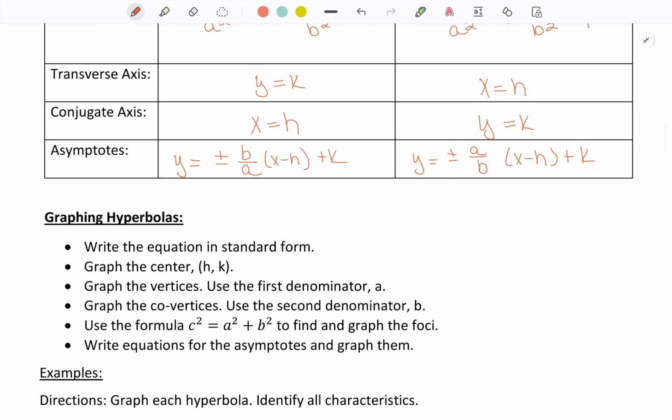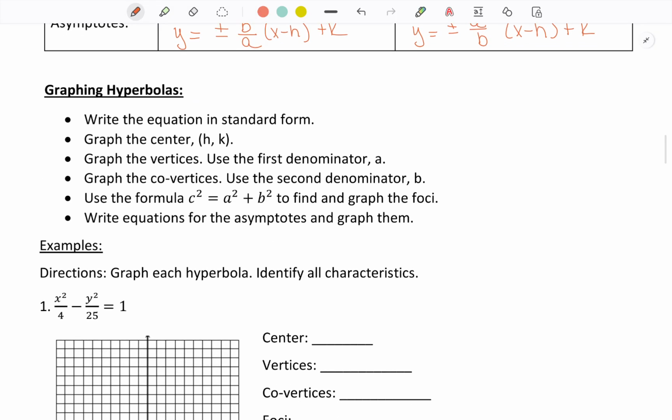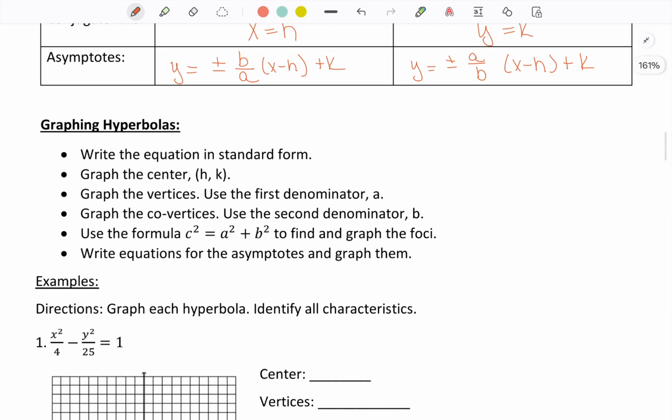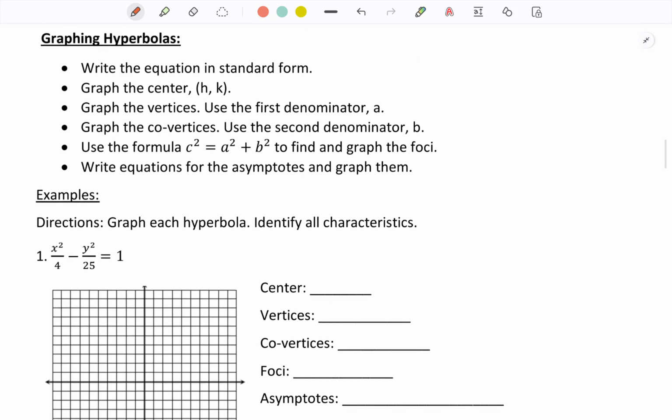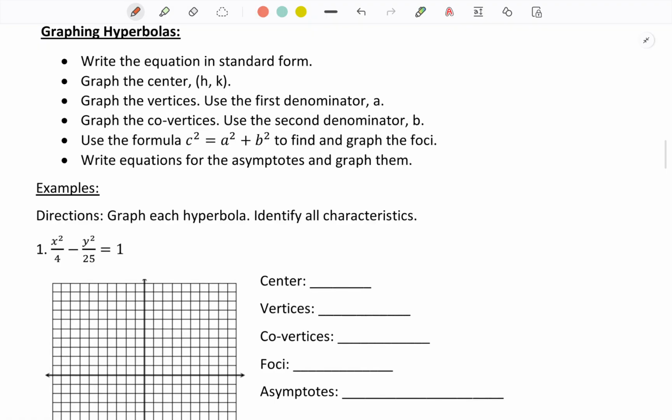So to graph your hyperbolas, you want to write your equation in standard form. For these graphs, most of them are there already, if not all. You're going to graph your center, graph your vertices. You'll use your denominator of a to graph those vertices. And then for your co-vertices, you'll use that second denominator of b, and you'll get those plotted. Then we will use c squared equals a squared plus b squared to find and graph our foci. And then we'll write the equations of our asymptotes and graph them. We do actually have a shortcut for getting those graphed that I will show you that uses the center.